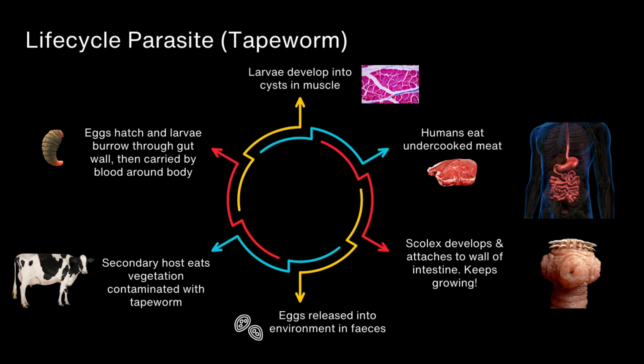The first part of the tapeworm to develop is the scolex, so the head, and it attaches to the walls of the intestine and keeps growing. Adult tapeworms can grow and survive for many years. The longest tapeworm was reported at 82 foot in 2018, so extremely long.